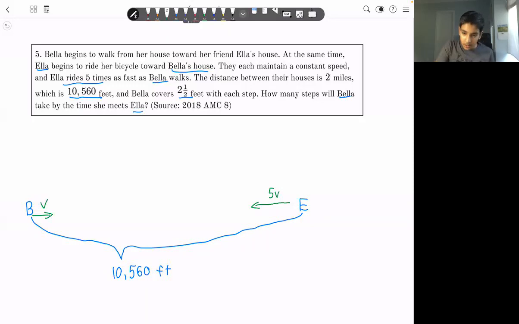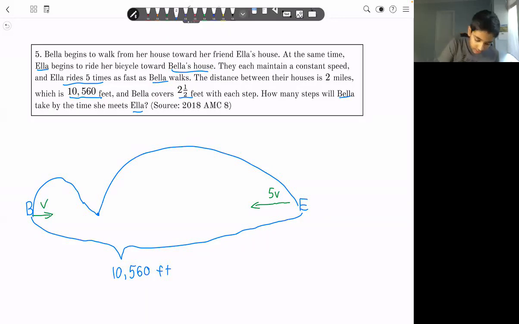So when they meet, they're going to meet something like here, let's just say. They meet here, for example. This distance is going to be 1/5 this distance. The reason being, when they meet, Bella will be 1/5 as fast. So Bella will travel 1/5 the distance. So let's just say this distance is going to be x, this will be 5x. And this essentially means that the distance Bella travels to the distance Ella travels is just going to be 1/5.